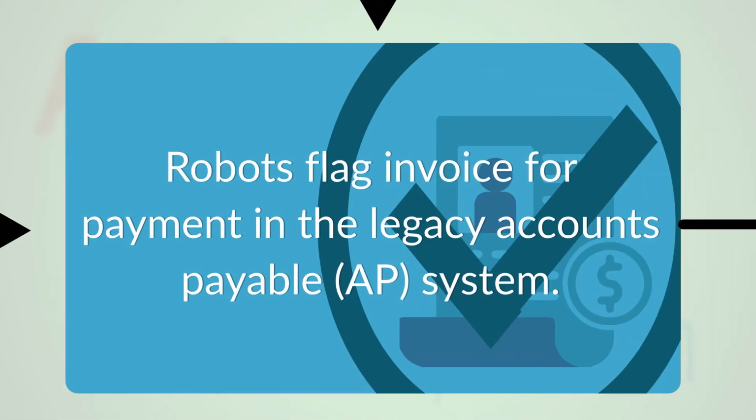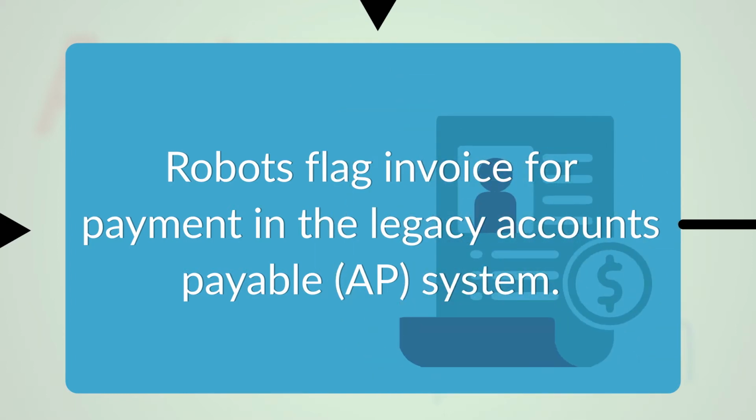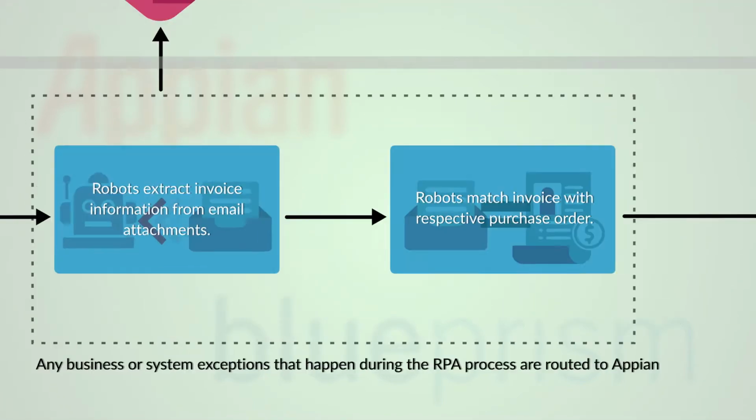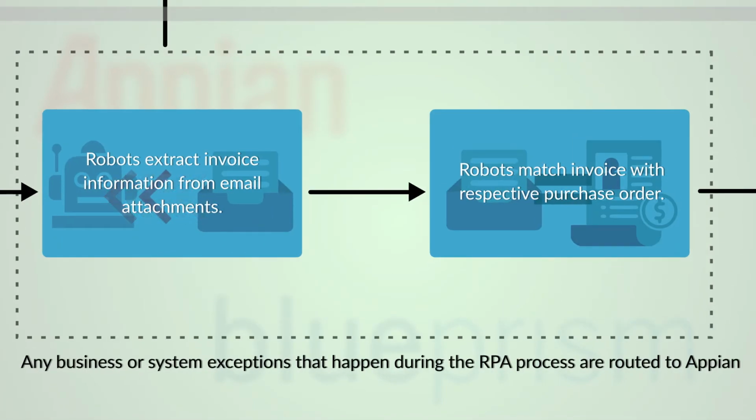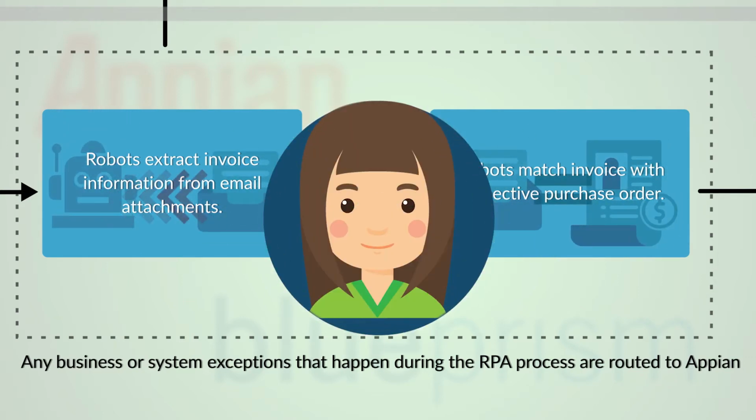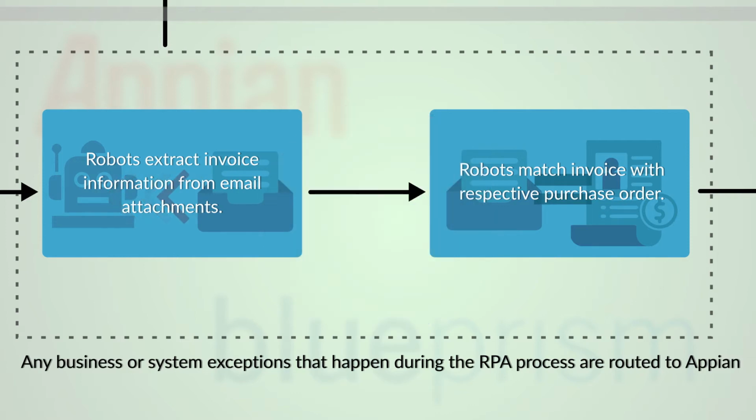However, if the data doesn't match, it's a problem. In our example, there's a mismatch in data between the purchase order and invoice. This is what we call an exception to the process. These exceptions must be managed by humans, and that's where Appian comes in.